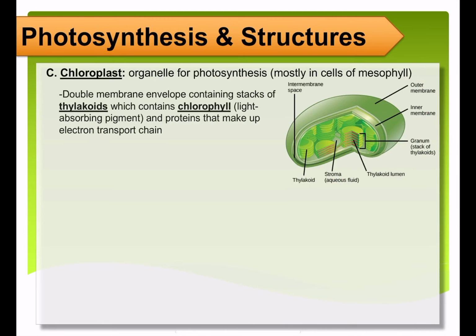A third component for photosynthesis is chloroplasts, which are mostly located in cells within the mesophyll layer, as we've talked about, because those are the cells that are actively doing photosynthesis. Remember from the previous chapter that we talked about how chloroplasts in plant cells have stacks of circular structures called thylakoids. Those circular green pancake-looking things are thylakoids. And inside each thylakoid is a light-absorbing pigment called chlorophyll.